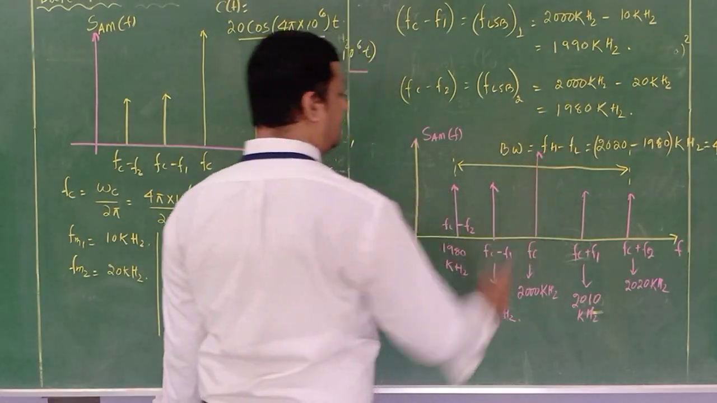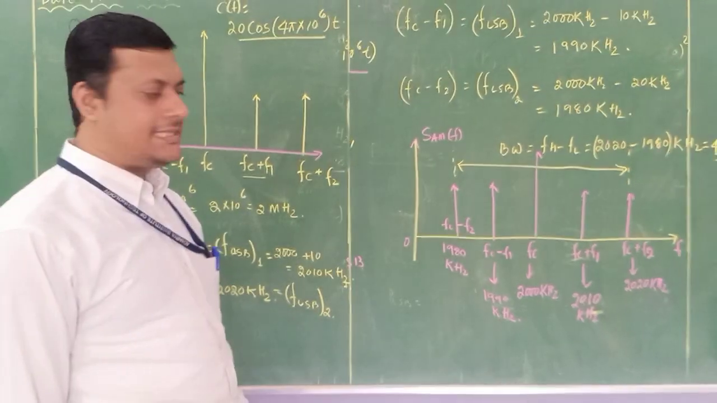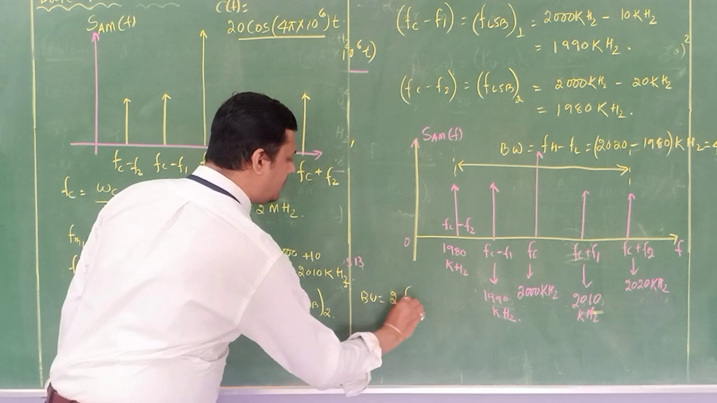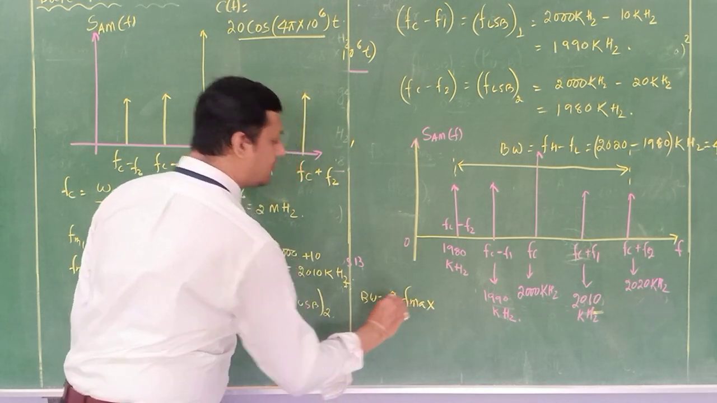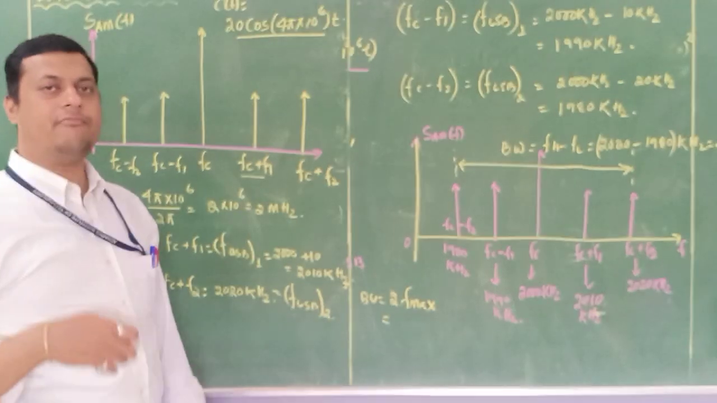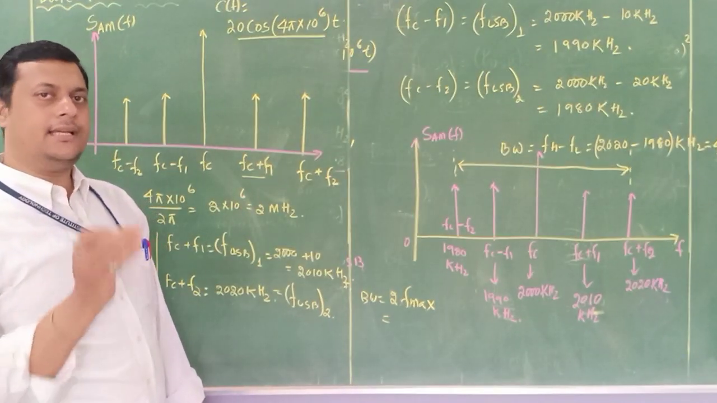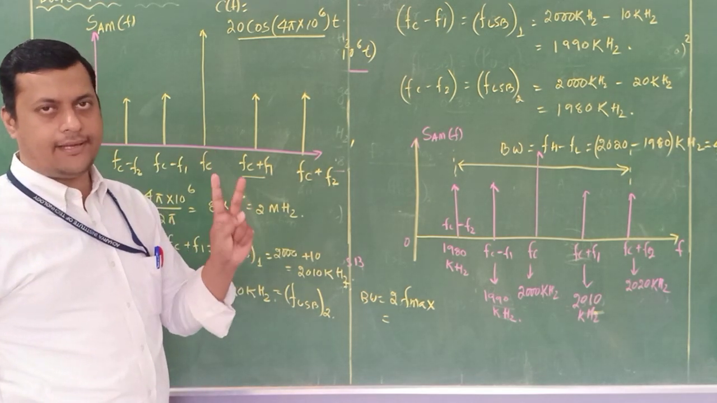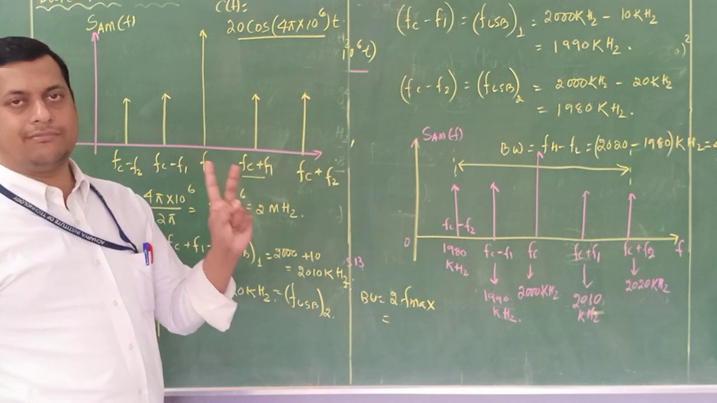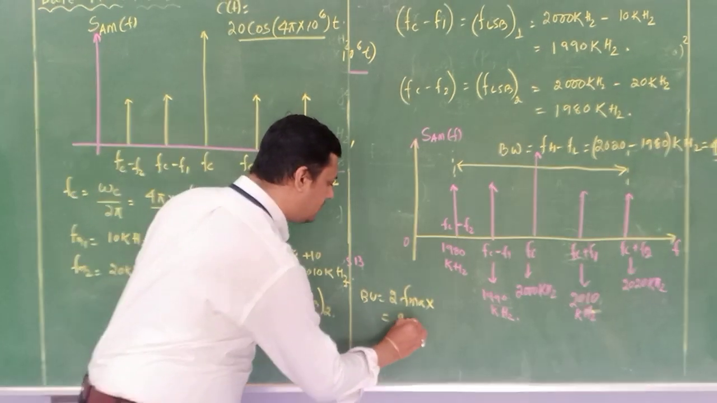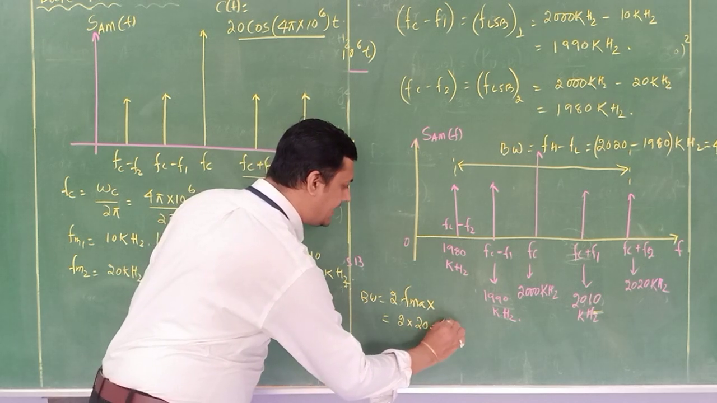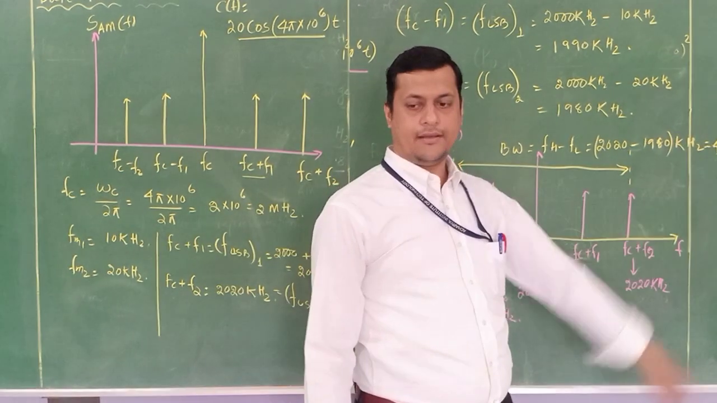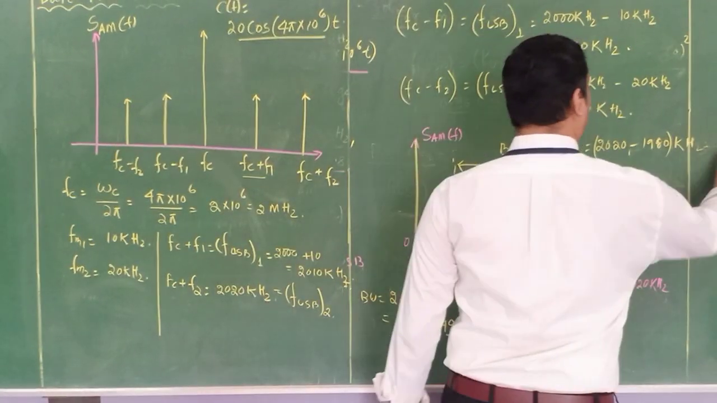Now this is what we calculated from spectral analysis. Similarly, there is a theoretical calculation also. Bandwidth is equal to twice Fmax, where Fmax is the maximum modulating frequency available in the modulating signal. In this modulating signal, two frequencies are available, one is 10 and one is 20. So the maximum is 20, and 2 into 20 gives 40 kilohertz, which is the same as this one. 40 kilohertz.